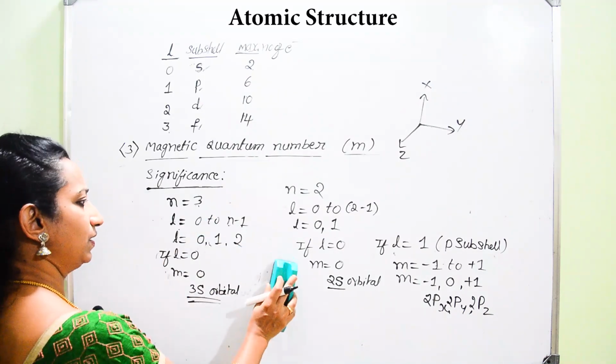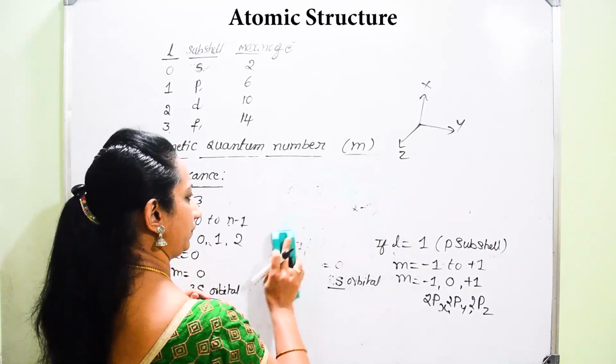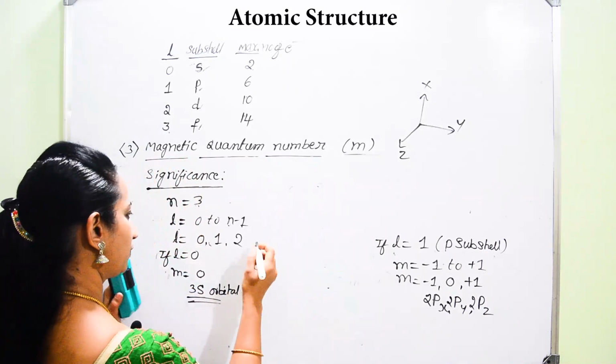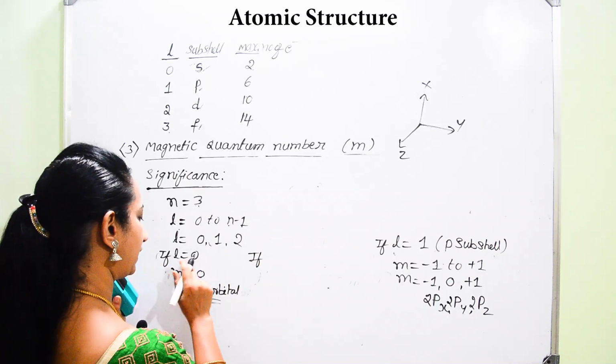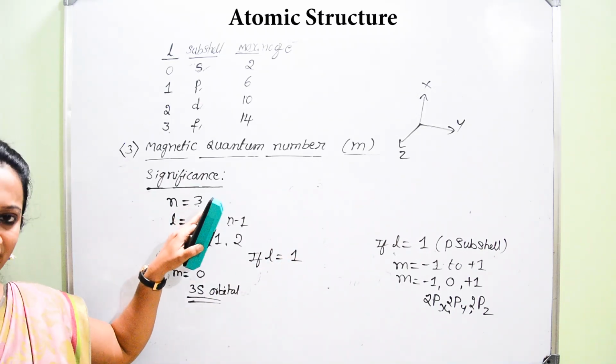Then in case you consider that L is equal to 1, for the same problem you have to mention separately for the L value equal to 1, because here the n value is different.